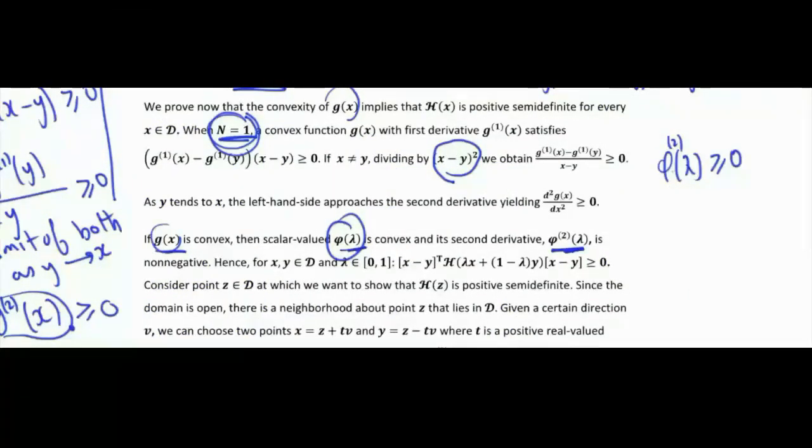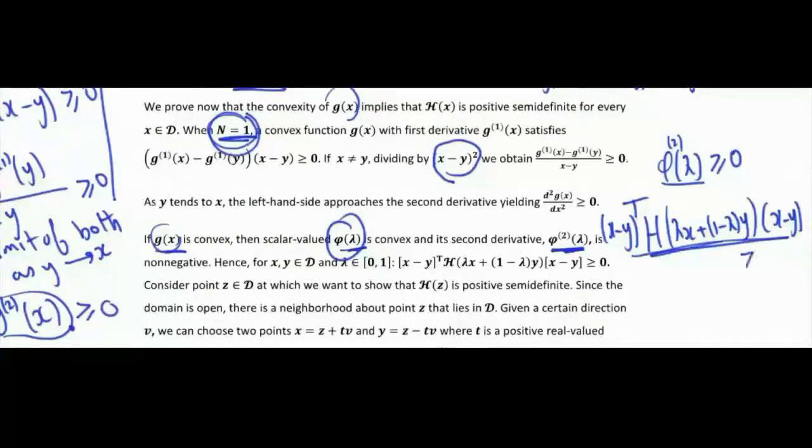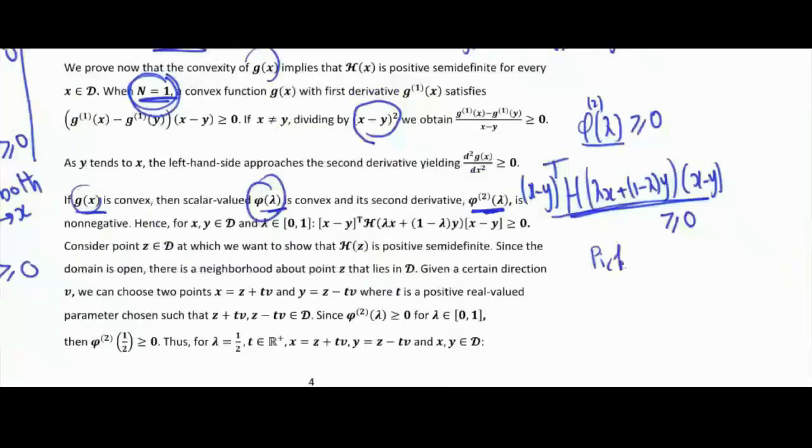What is the second derivative of function phi expressed in terms of function g? The second derivative is a quadratic form. We have (x minus y) transpose, (x minus y). Between them, we have the Hessian matrix evaluated at lambda x plus (1 minus lambda) y. For every x and y in the domain of function g, this quadratic form is greater than or equal to 0.